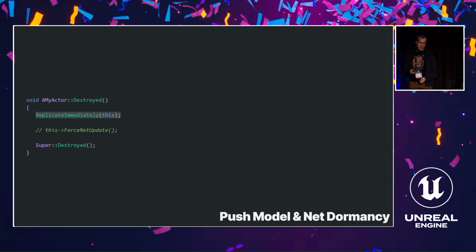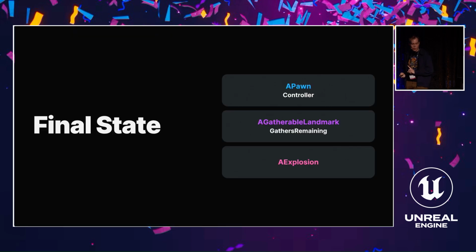This is how you use it in the destroyed function. There is an alternative function called forceNetUpdate already implemented on actors. But what that does is it says, next replication tick, force me to replicate. And by then the actor's been destroyed. Why might you want this? Well, there's a very good example in Pawn itself. This is actually what inspired it.